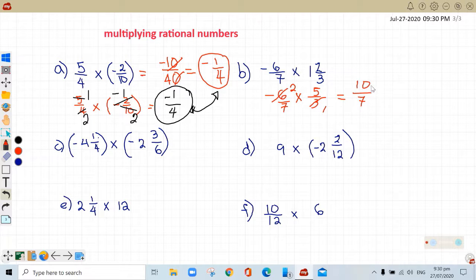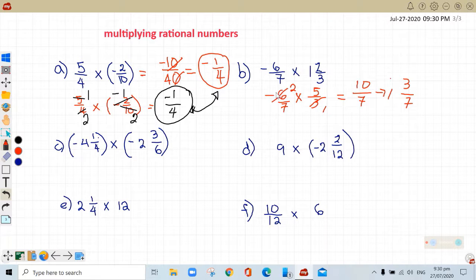So, look at the answer. The answer is an improper fraction, so we need to change this to a mixed number. How many 7s can fit into 10? It's 1. So, 1 times 7 is 7. Subtract it from 10, and that will be 3/7. So, the final answer here will be 1 and 3/7.